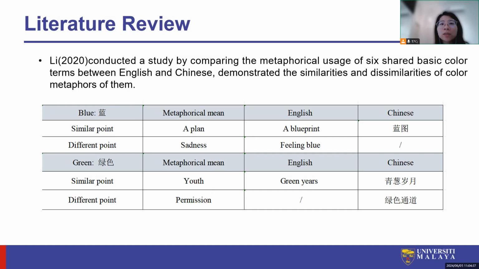And here are some examples in the chart. First of all, let's look at blue. Both English and Chinese have a color phrase to express a metaphorical meaning, a plan: blueprint in English and lantu in Chinese. However, when we come to sadness, we can use the English feeling blue to express it, but there is no such color phrase in Chinese. The same goes for the color word green. Green years and 青葱岁月 are both used to express youth. While in English, there is no such color phrase to describe permission like 绿色通道 in Chinese.